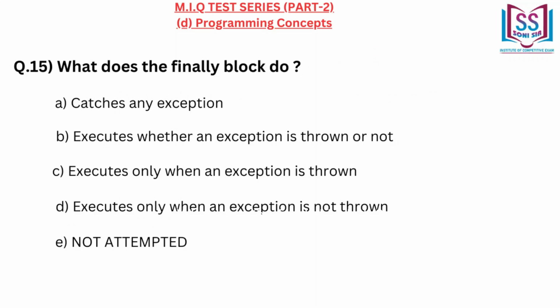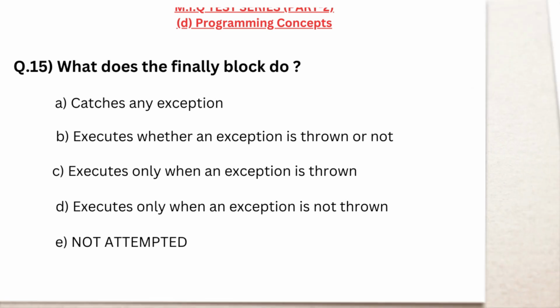What does the finally block do? A. Catches any exception. B. Executes whether an exception is thrown or not. C. Executes only when an exception is thrown. D. Executes only when an exception is not thrown.